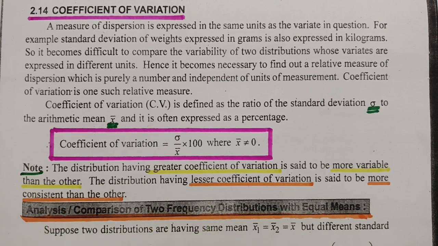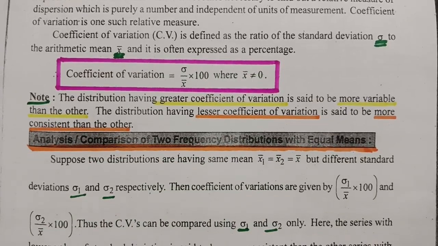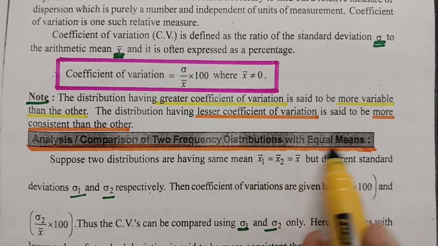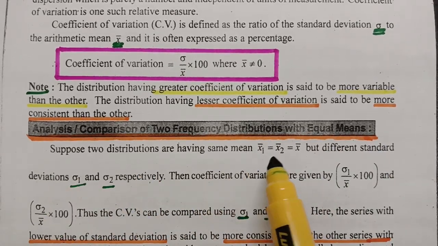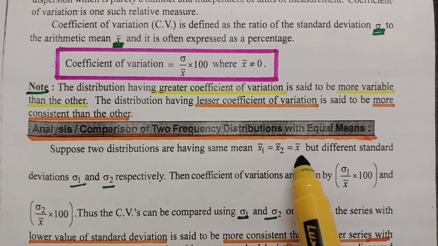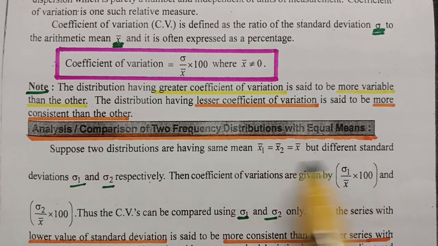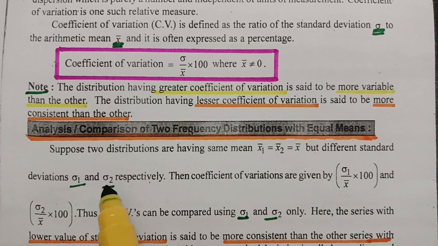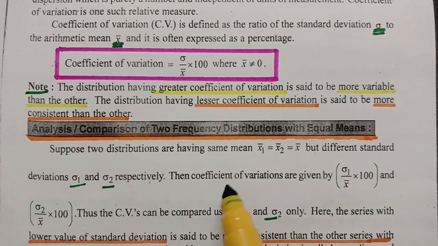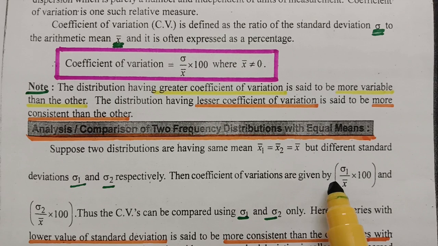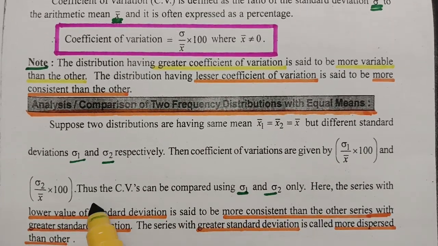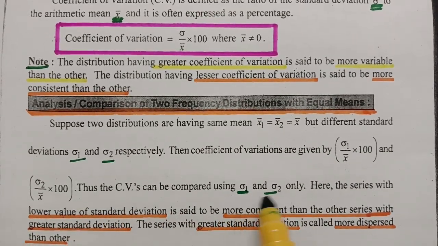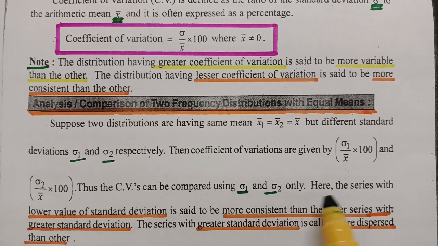So note this point. Next one is analysis: comparison of two frequency distributions with equal means. Suppose two distributions have the same means, x1 bar is equal to x2 bar is equal to x bar, but different standard deviations sigma 1 and sigma 2 respectively. The quotient of variation is given as sigma 1 by x bar into 100 and sigma 2 by x bar into 100. Thus, the series can be compared using the sigma values, sigma 1 and sigma 2.